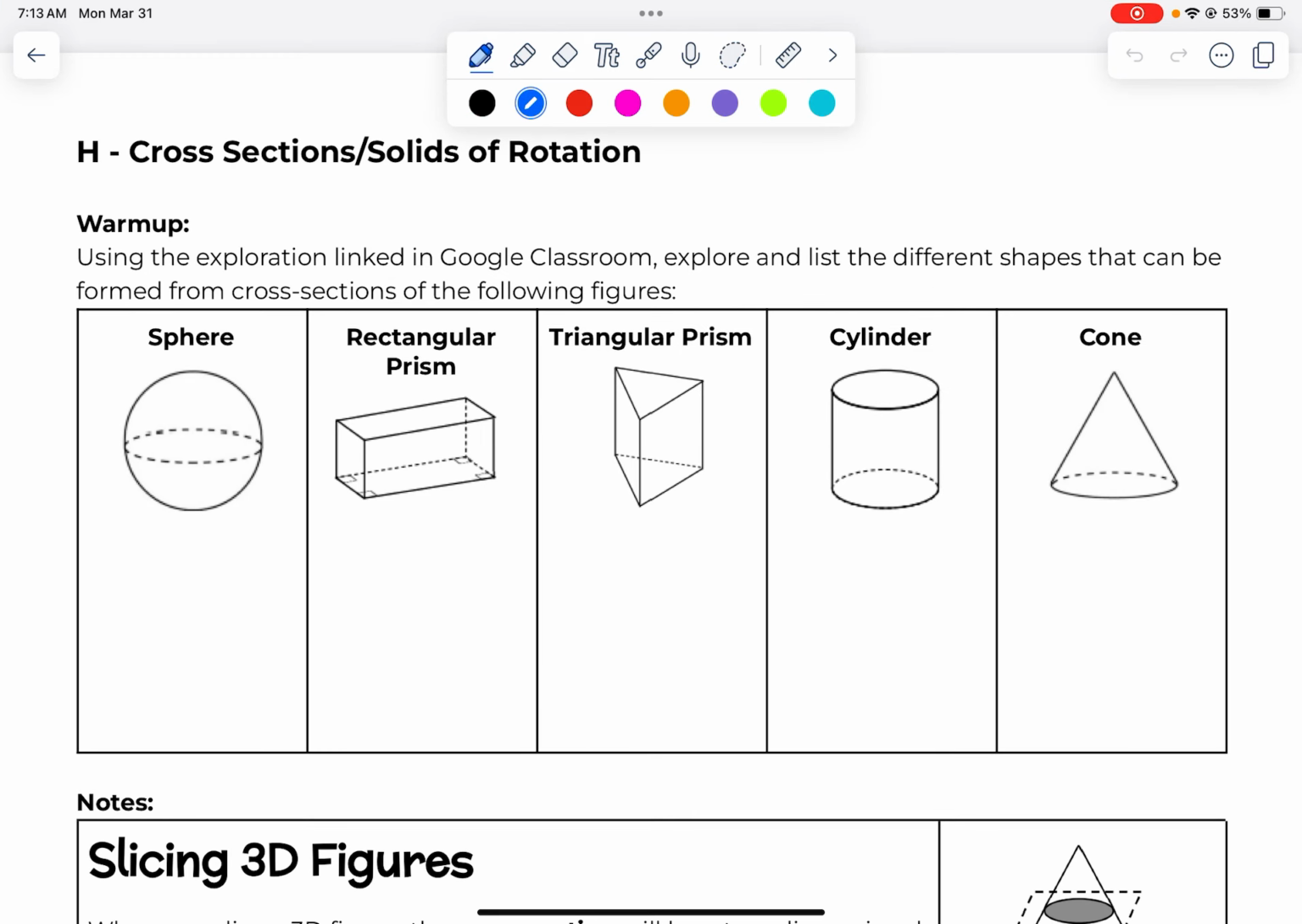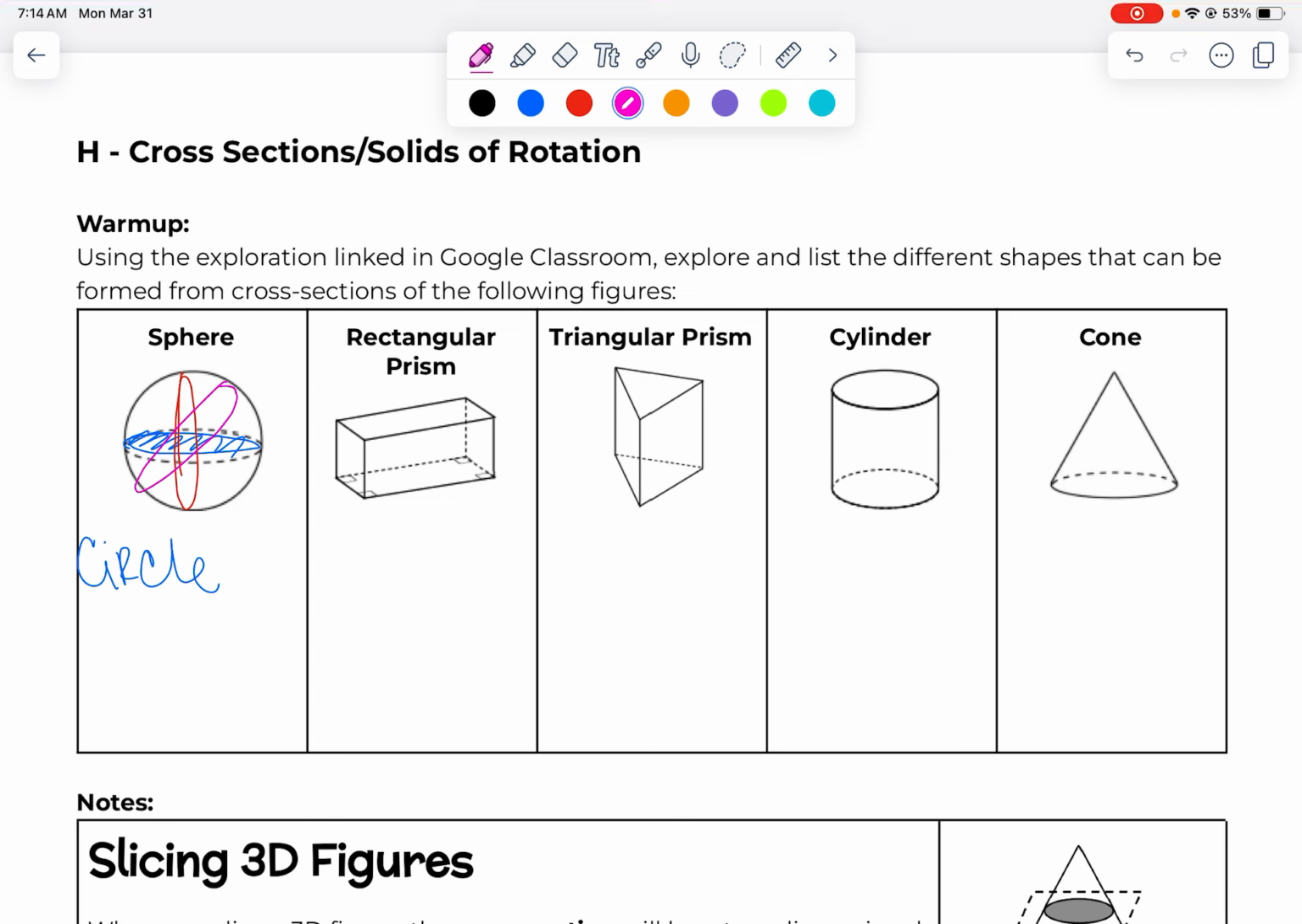Alright, so today we're going to talk about cross sections and solids of rotations. For cross sections, it's if I were to cut this three-dimensional figure, what two-dimensional figure does it make? So if I were to cut a sphere through here, this would make a circle. If I were to cut a sphere this way, it would also make a circle. If I were to cut it this way, it would also create a circle.